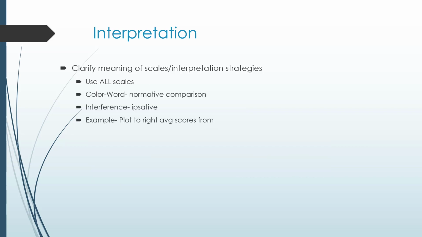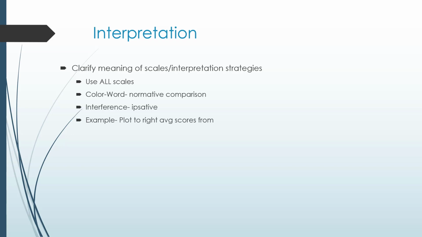So another area that we wanted to clarify was interpretation, and we wanted to clarify the meaning of all the scales and the interpretation strategies. Especially wanted to emphasize to use all the scales. A lot of people think interference is the main measure of the Stroop, and it is the main measure, but it should be interpreted in light of the other scales also.